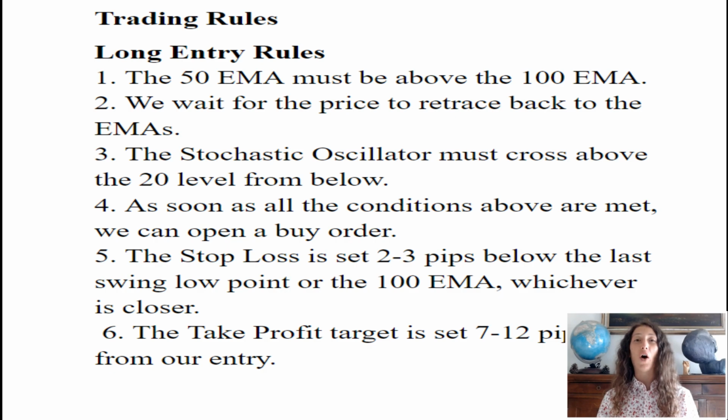The stop loss is set 2 to 3 pips below the last swing low point of the 100 EMA, whichever is closer. The take profit target is set 7 to 12 pips away from our entry.